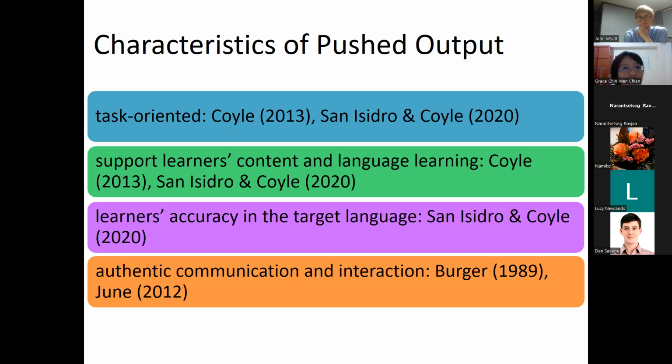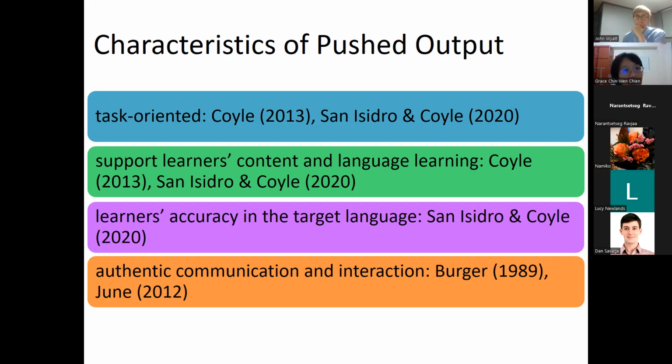So there are some definitions, some characteristics of so-called pushed outputs. The first one is those pushed outputs should be task-oriented. So learners will be supported to use the content and the language learning. There are 2 types of tasks. The first one is language-oriented. Language-oriented tasks are designed for students to practice the language. However, in the content part, learners also have to focus on comprehension, questions, and answers. So for content-oriented tasks and activities, learners have to be able to practice and describe the subject knowledge they learn.